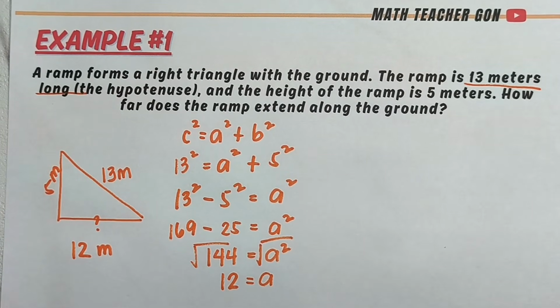And that's the Pythagorean theorem. Remember the formula: A squared plus B squared is equal to C squared.